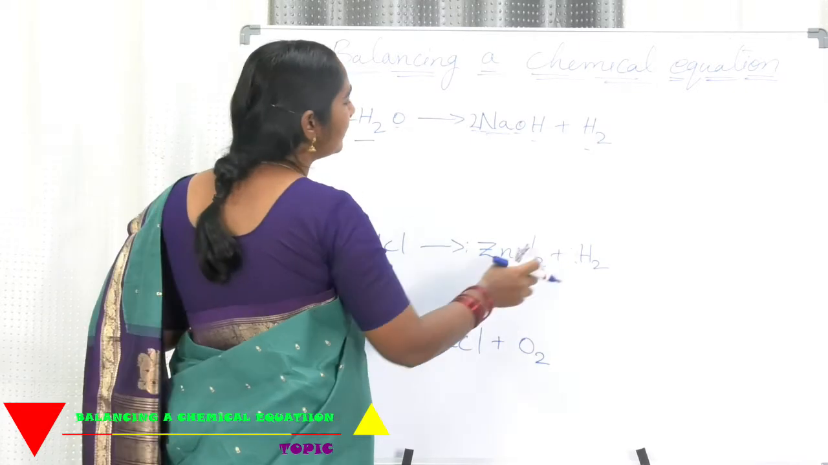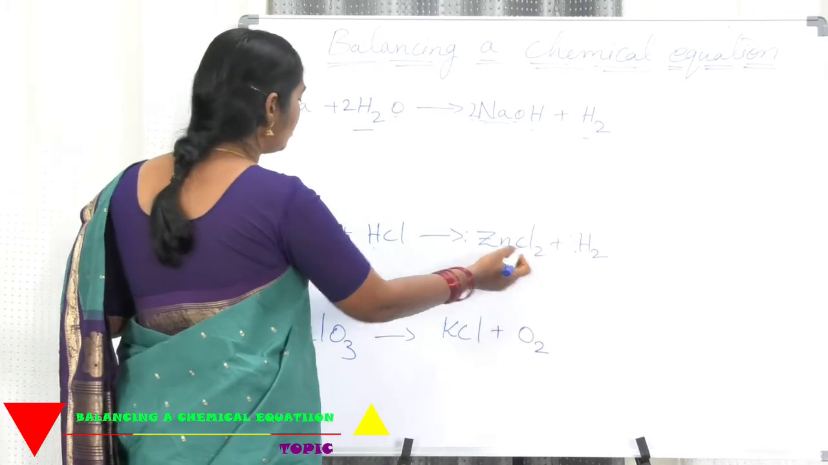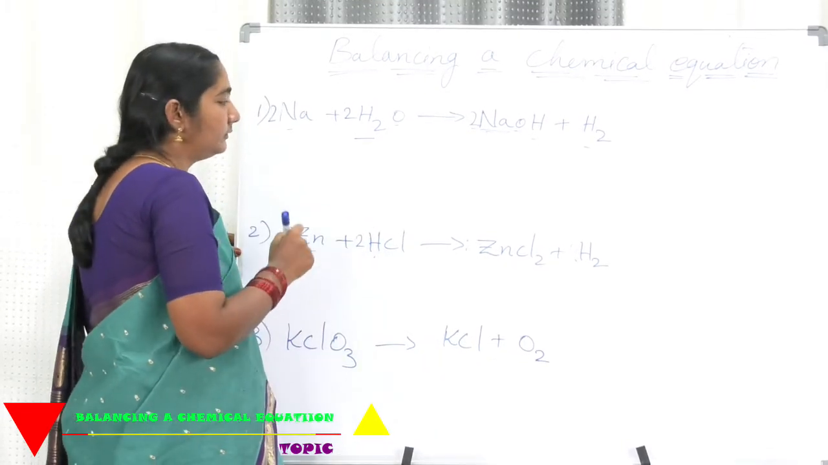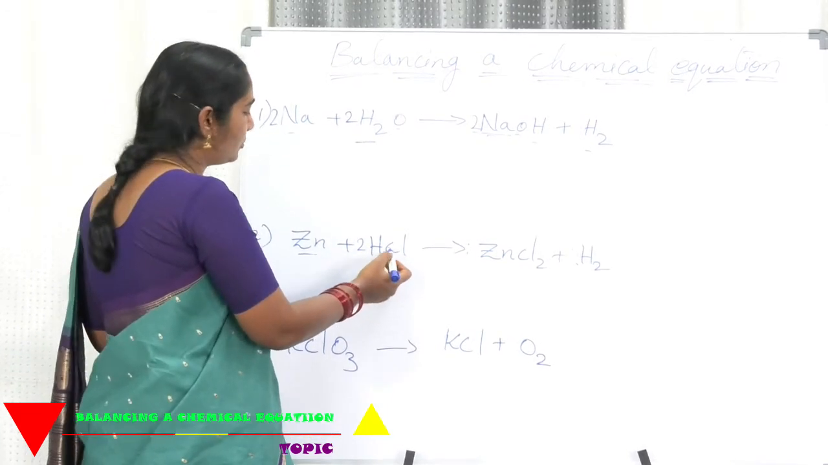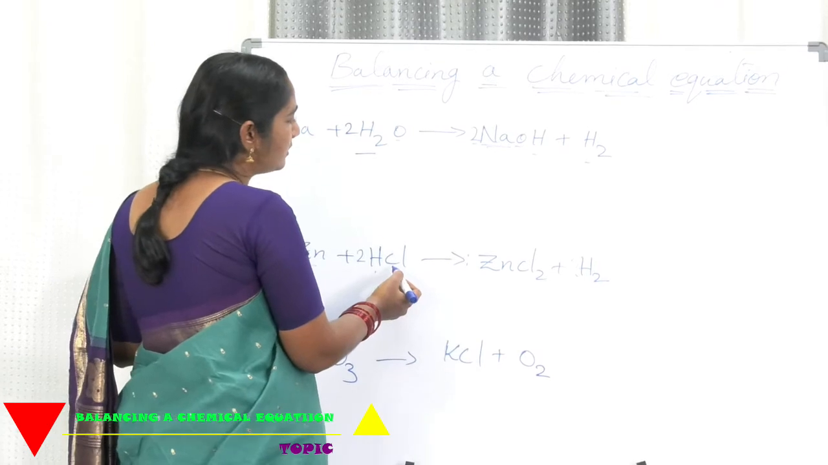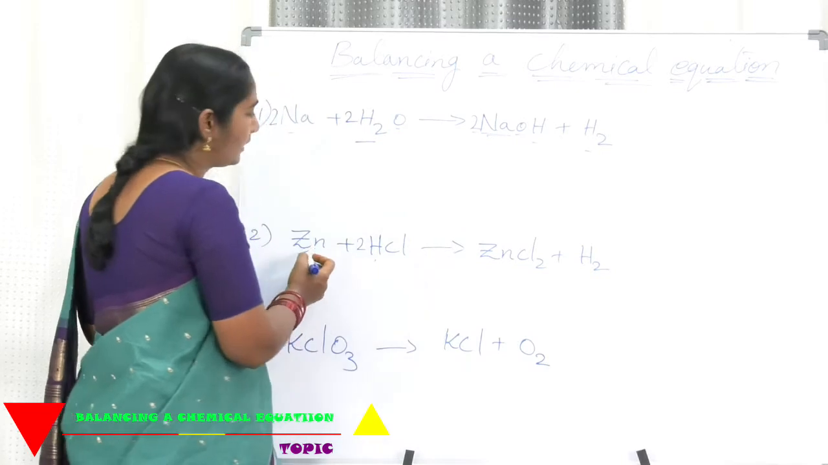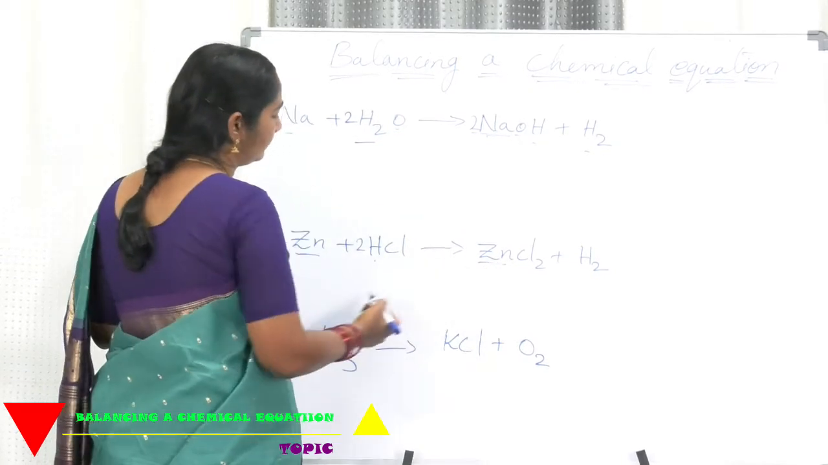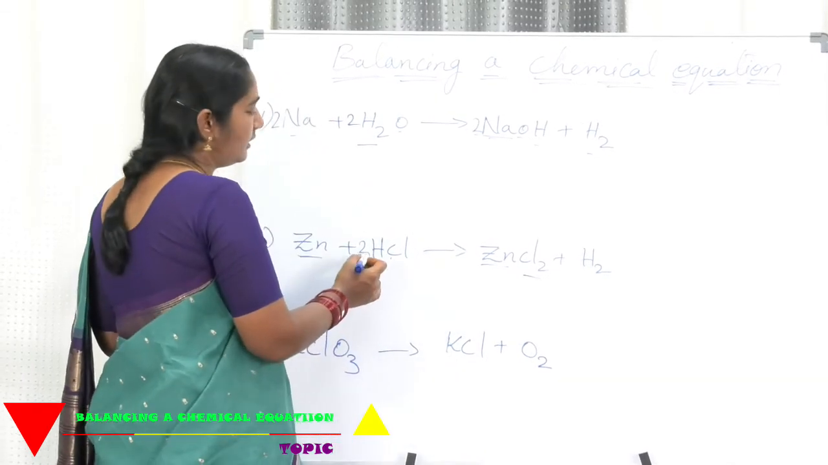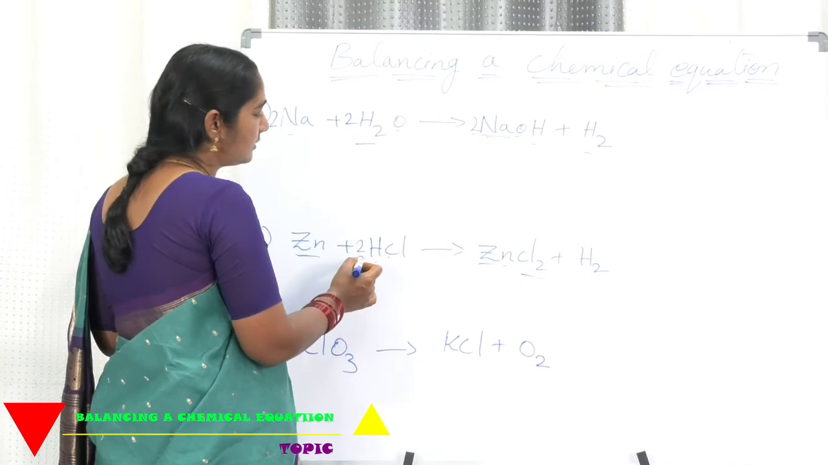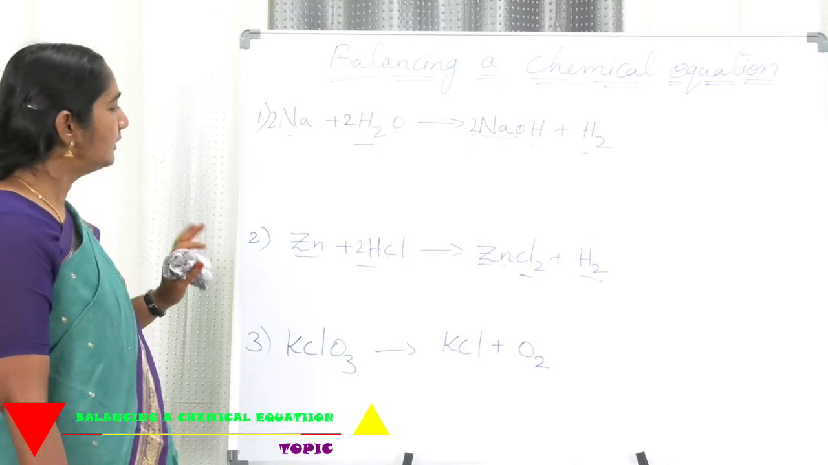See, in the trial and error method, you can't directly go for the correct answer. Because here is 2, let me try 2 here and see what happens. Now 2 hydrogens and 2 Cls are there. Once again, let us see. Zinc here 1, here 1. Chlorine here 2, here 2. Next, hydrogens here 2, here 2. I think it is balanced.